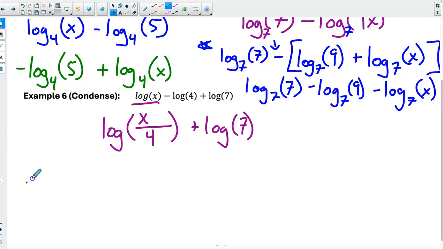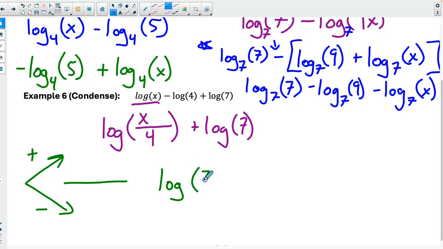I'll write this down. So if it's a plus, it's going on top of your fraction. If it's a minus, it goes on the bottom of my fraction. And because it is a plus, I'm going 7 times x to the 4, or x divided by 4. So I would write this as log 7x divided by 4. That would be the condensed version.